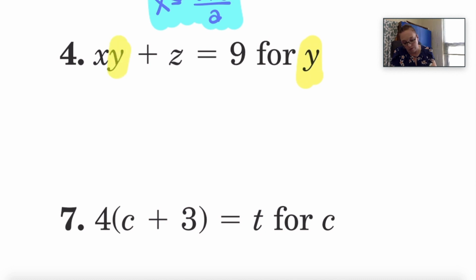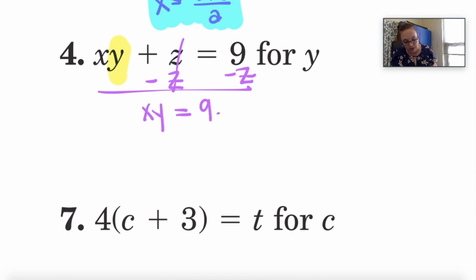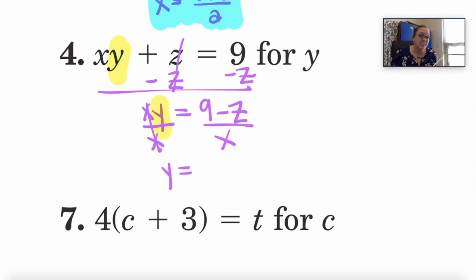Okay, actually I meant to highlight it right there. All right, so I'm trying to get y alone. Step 1 here would be to get rid of that z. We're always getting rid of that addition or subtraction first. So I'm going to subtract z on both sides. That leaves me with xy equals 9 minus z. Again, I'm going to highlight that y because I'm trying to get it alone. Xy means x times y. So I'm going to divide both sides now by x, which leaves me with just y, and I'm just going to leave the answer as 9 minus z all divided by x.